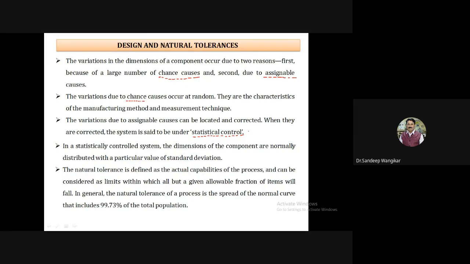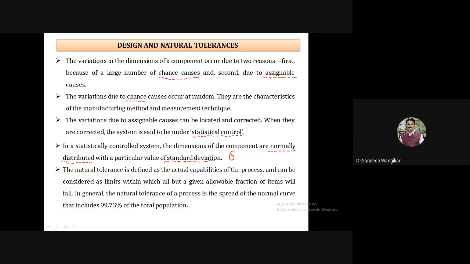Very important. Now in a statistically controlled system, the dimensions of component are normally distributed. So we have seen what we call normal distribution. The diagram we have seen and the areas, everything we have discussed. So the dimensions are normally distributed with a particular value of standard deviation. So there is a particular value, standard deviation generally denoted by sigma. So with a particular value of standard deviation.